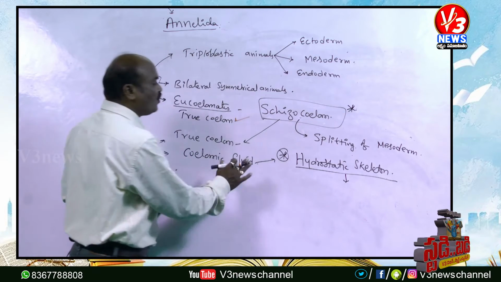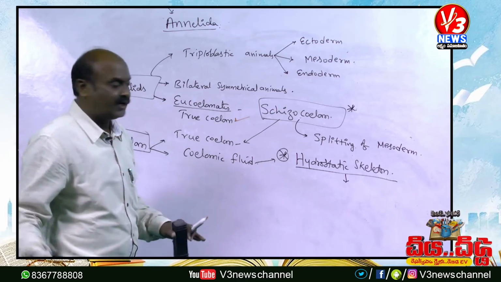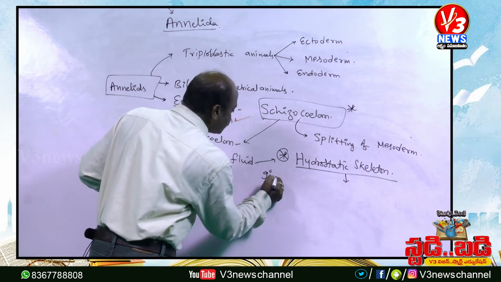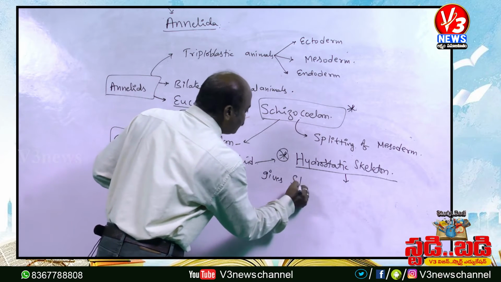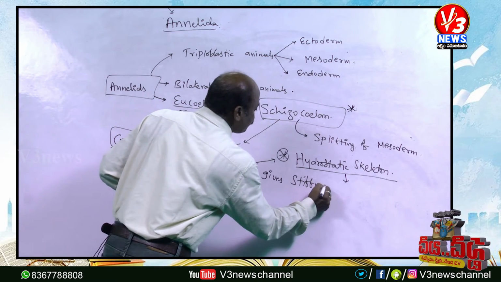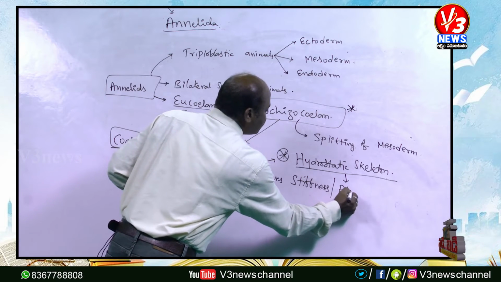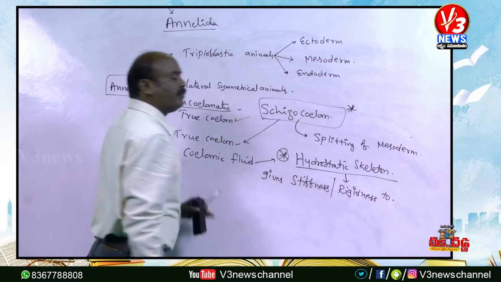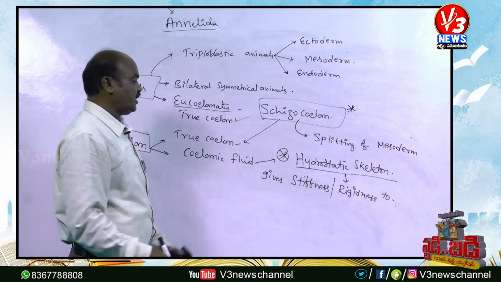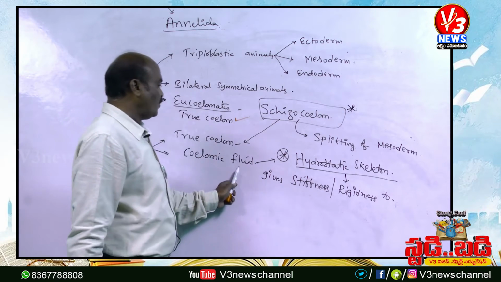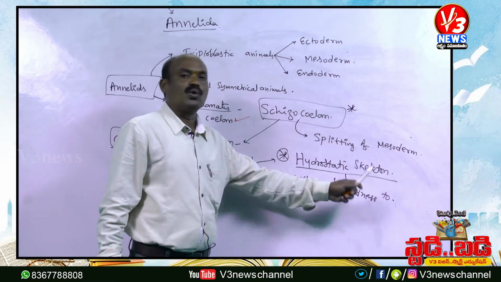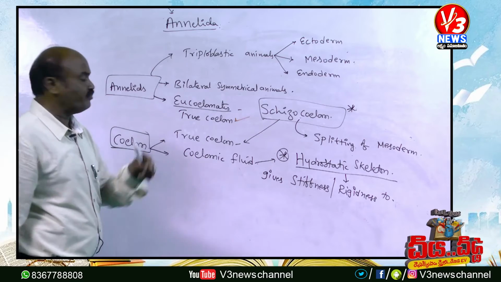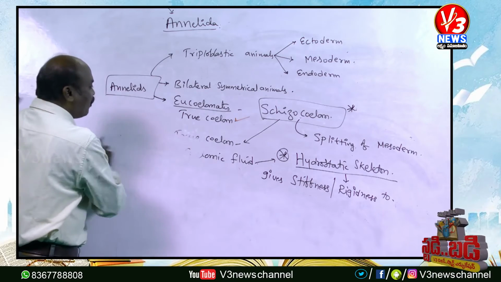Why is the coelomic fluid called a hydrostatic skeleton? During locomotion, the coelomic fluid gives stiffness or rigidness to the body parts. That's why the coelomic fluid acts as a hydrostatic skeleton. That's about the coelom. Now coming to their body wall.